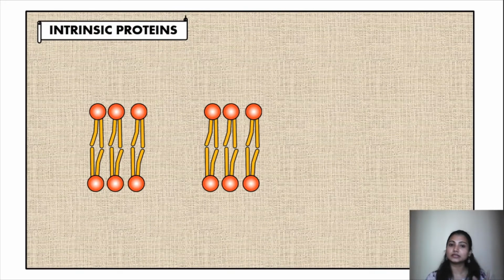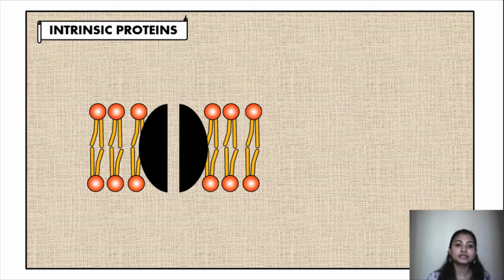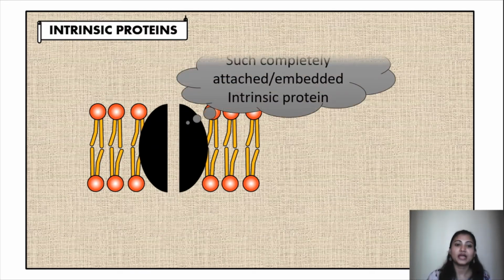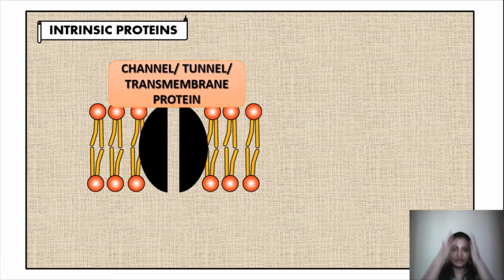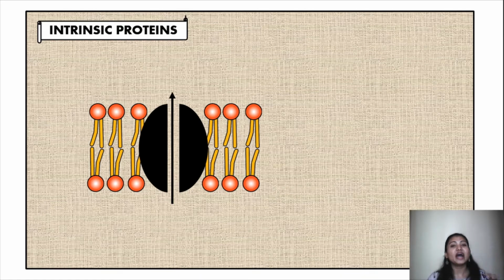So we can see here there is a cell membrane. As we discussed earlier, there are some proteins on the outside, which are extrinsic proteins, and some inside, which are intrinsic. But there are some proteins which are completely embedded within the cell membrane. Such embedded intrinsic proteins are called channel proteins, tunnel proteins, or transmembrane proteins.